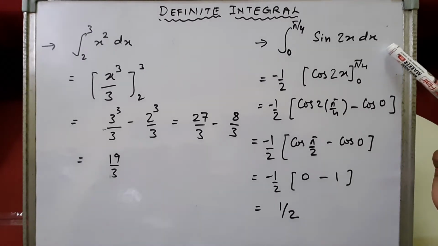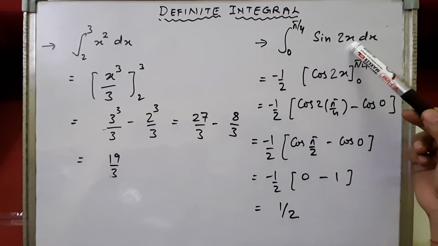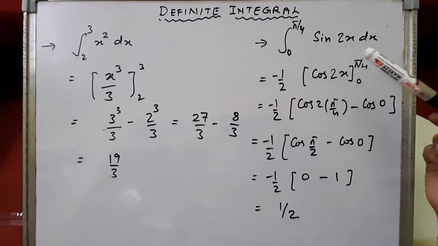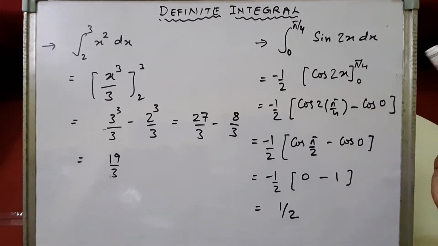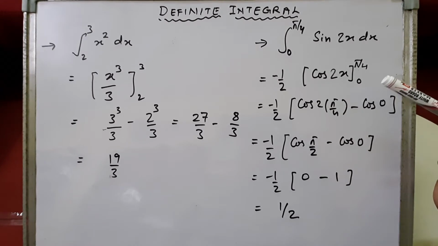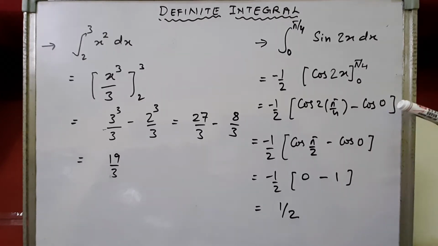Now in this sum, the lower limit is 0 and the upper limit is pi by 4, and we have to integrate sine 2x with respect to x. So the integral of sine 2x is minus 1 by 2 cos 2x, right? So with lower limit 0 and upper limit pi by 4, when we substitute, upper limit minus lower limit, we'll get cos 2 into pi by 4 minus cos 0.